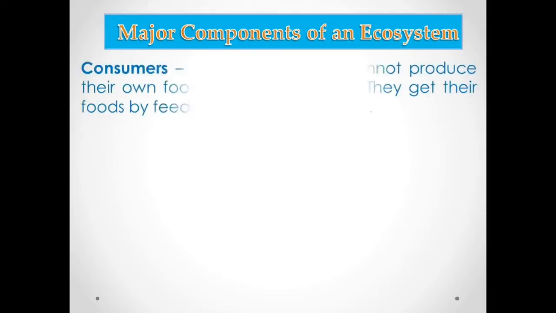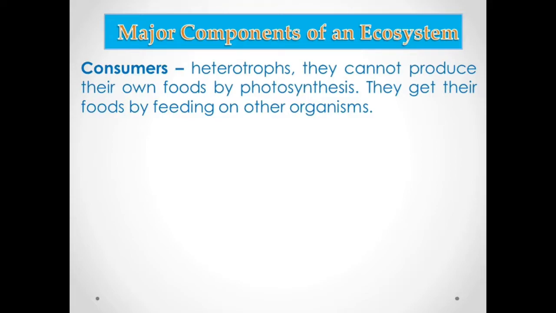Another classification of organisms is the consumers. Other organisms in an ecosystem are what we call the consumers. That means they are heterotrophs. They cannot produce their own food by photosynthesis, so they need to get their food by feeding on other organisms. It could be the producers, or other consumers, or their wastes and remains. We will discuss that later on.